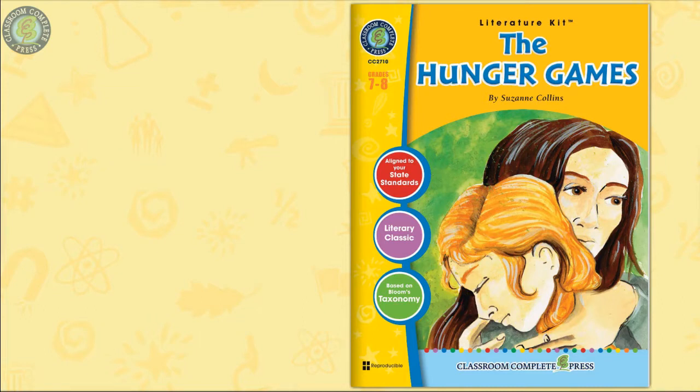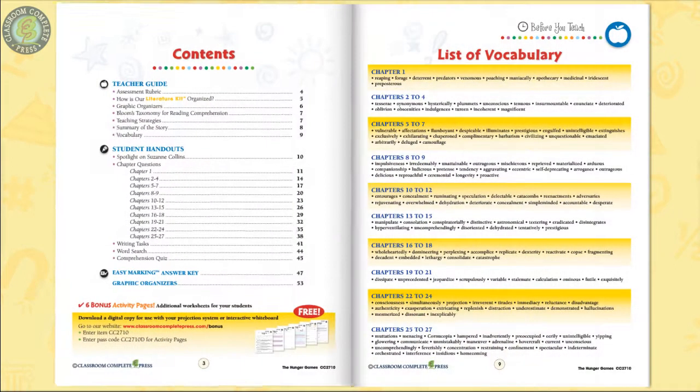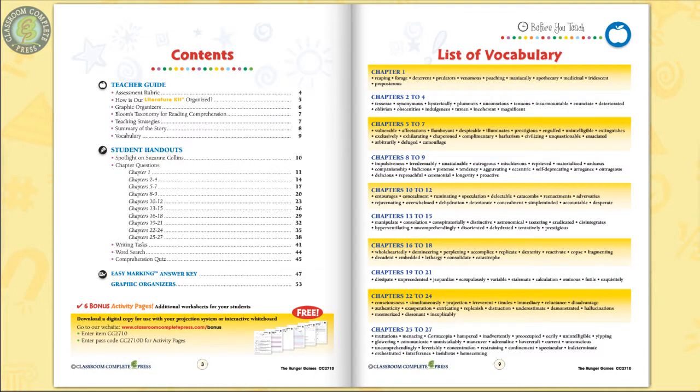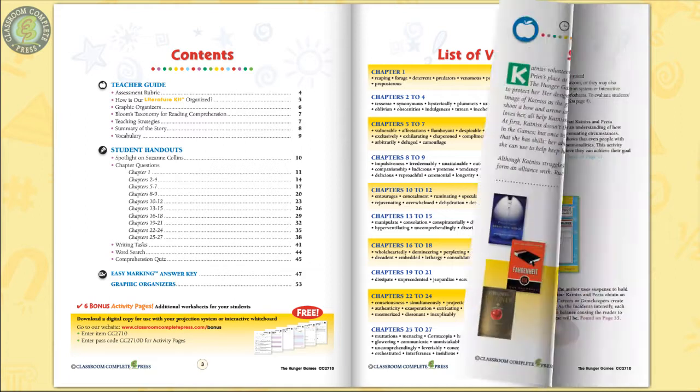This literature kit on The Hunger Games by Suzanne Collins illustrates the power that love for family has, with one girl's sacrifice and struggle to survive. Test student comprehension of key vocabulary words found in the story with this resource for grades 7 to 8.